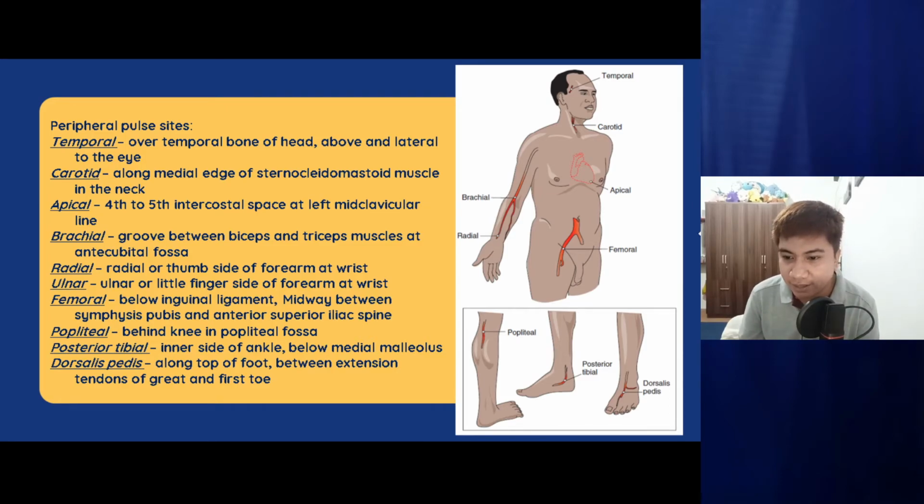We have your radial. We also have your femoral, the one at the groin. Your popliteal is at the back of your leg, at the knee itself. At the underside of the foot, we also have your posterior tibial and your dorsalis pedis on the foot itself. So these are the usual peripheral sites where we check our pulse.